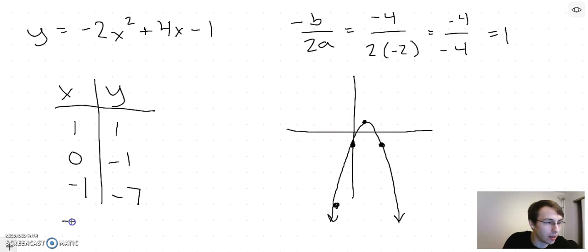When we plug in 2 here, what should we get out? Well, this is 1. This is at x is 2. That should be the same as x is 0, because one step this way goes there, and one step this way should go to the same spot, which was negative 1. So let's check that it works. Negative 2 times 2 squared, which is 4, times negative 2 is negative 8. Then 4 times 2 is 8, and then minus 1. These cancel. Yeah, it comes out to negative 1. Cool.